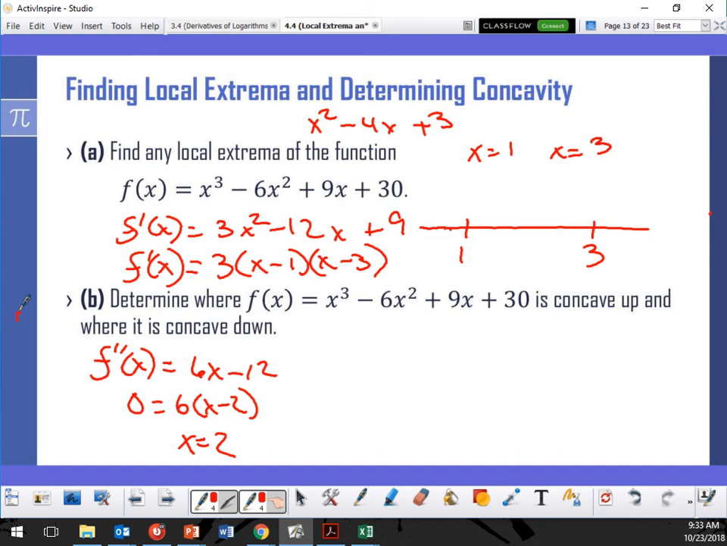It works very well with a sine wave. So if we're looking at a sine wave, right here, on a sine wave we know that at this point right here, it's changing concavity from concave down to concave up, right? And that's what we just found with the second derivative.